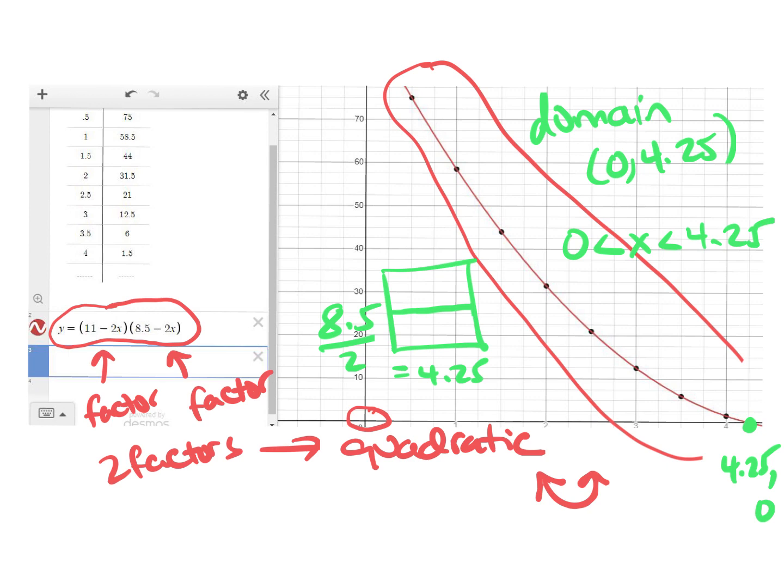If you zoom out of this window, and I don't have a slide of this, but if you do this on Desmos, hit the plus or minus sign and zoom out, you will see the whole entire parabola, and it will look like a quadratic equation that we're used to seeing.